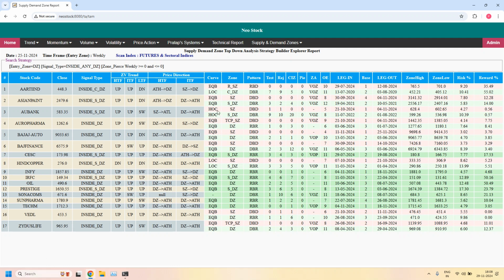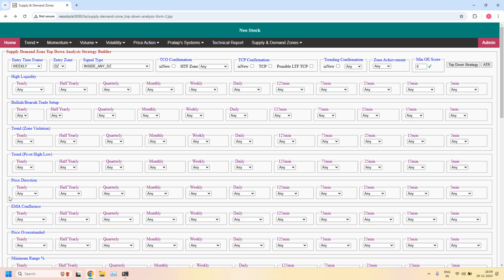Out of these 17, some high liquidity demand zones are available. You can find them in this column. Okay, we can also filter further based on weekly demand zone having weekly EMA Confluence. So in the EMA Confluence filter at weekly time frame, I am enabling the filter weekly demand zone having weekly EMA Confluence.